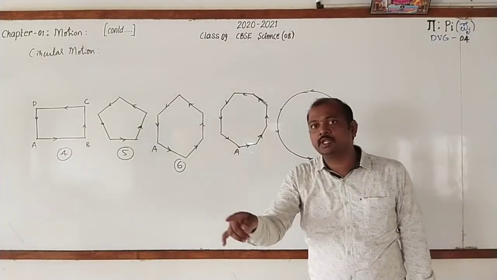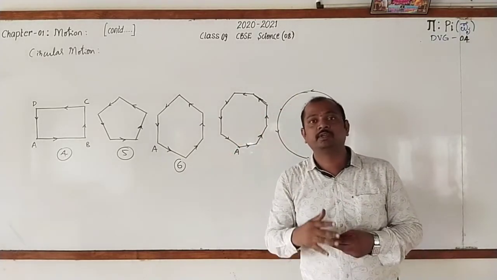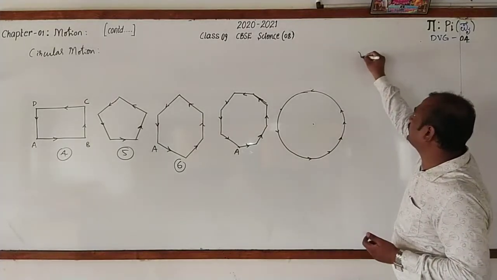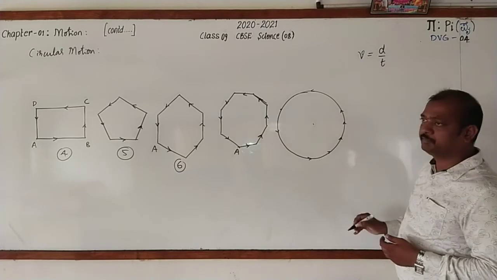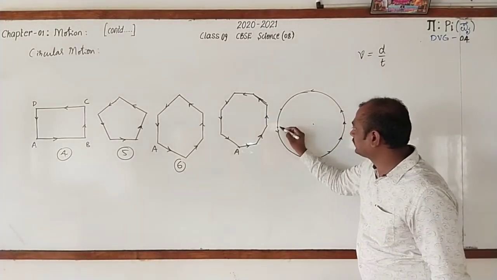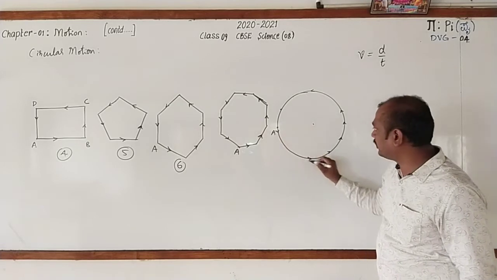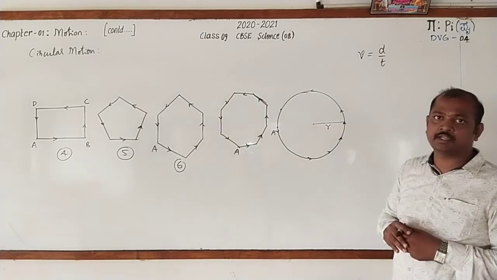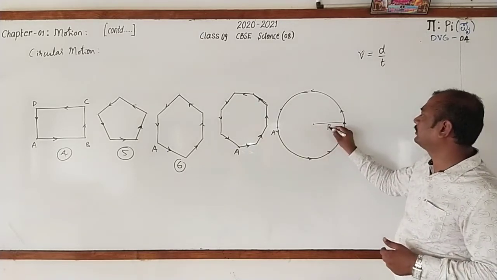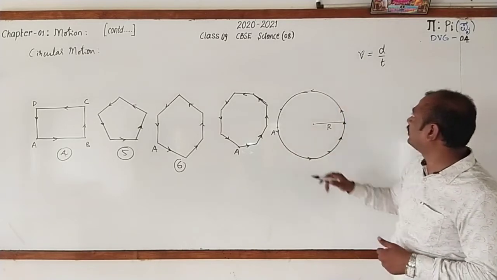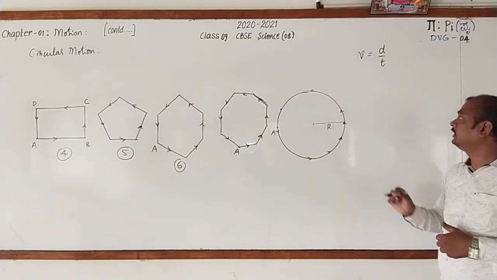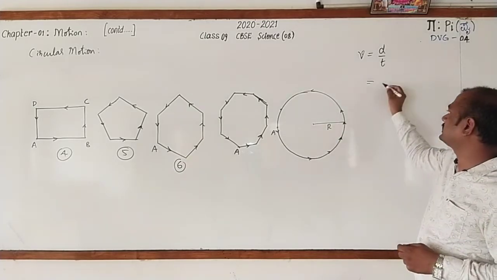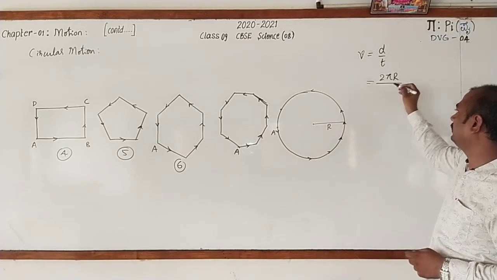When a body is moving in a circular path, can we find out its speed? Yes. How do we find the speed? We have a formula to find the speed, v equals d by t. Assume that the body has started moving from this point in the circular path, and the circular path has some radius, I call it r. You may take capital R. If it completes one round, then what is the total distance covered by it? It is nothing but the distance around a circle, also called the circumference. It is 2 pi r.